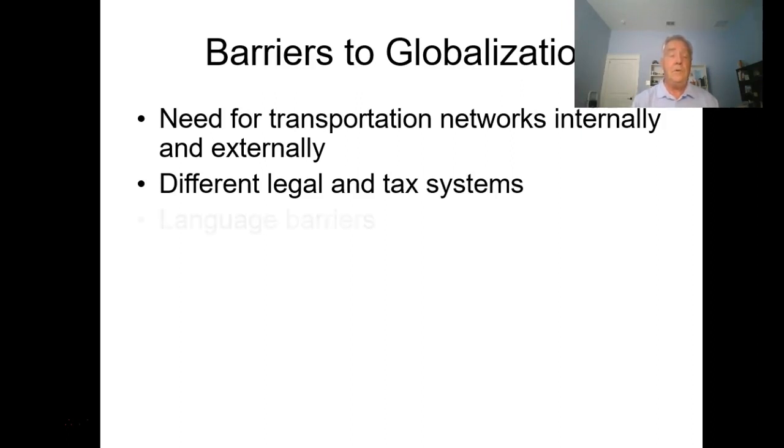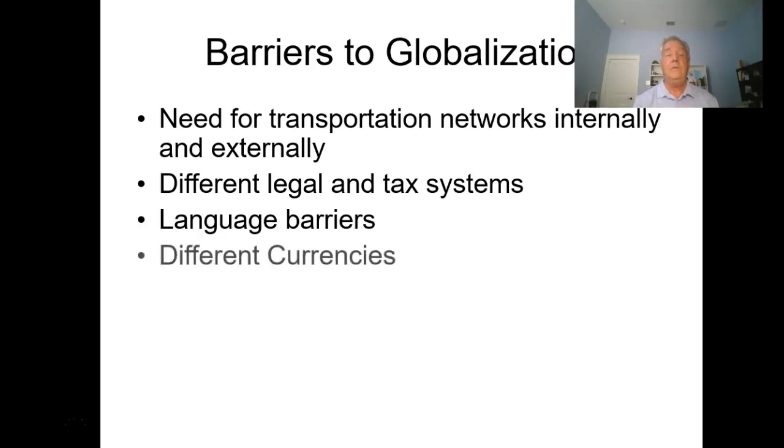Language, for one, which is a barrier. Okay, so you're better off doing business with a local organization to get you through the legal and tax systems of a particular country, because language can become a barrier. The Chinese language versus the US language, etc.